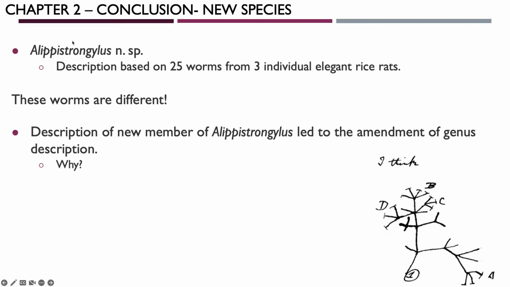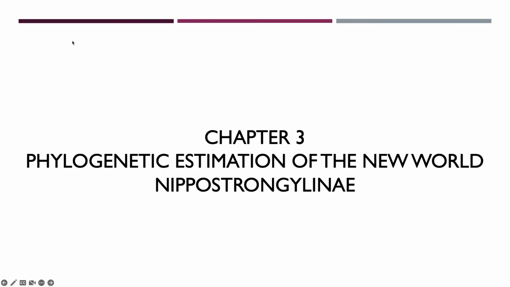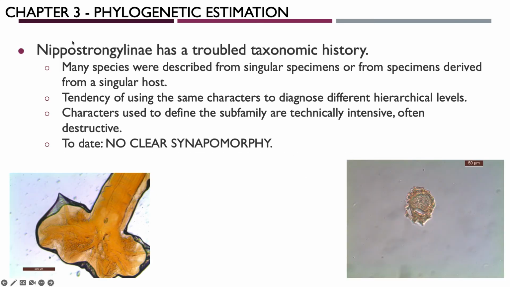So let's get into the meat and the bones of this presentation, the actual phylogenetic estimation of the New World Nippostrongylinae. So we've talked about this already. Nippostrongylinae has a super troubled taxonomic history. Many species were described from singular host localities, singular specimens, and singular hosts themselves, and they're limited. We don't have a lot of them. And there's a tendency to use the same characters to diagnose different hierarchical levels, which is an issue. We're putting the cart before the horse.